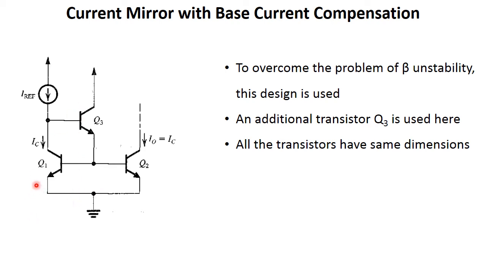In the first step we are going to address the issue of dependence of I naught on the beta. To address this issue we modify the basic design of current mirror, and now this new design is called current mirror with base current compensation. In this design we have added a new transistor Q3 over here, and the purpose of this Q3 is to make I out less dependent on beta. So let's find the ratio between I out and I reference, and let's see how I out is less dependent on beta in this case.